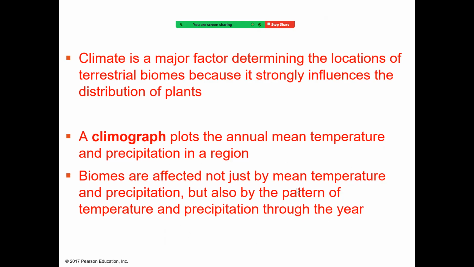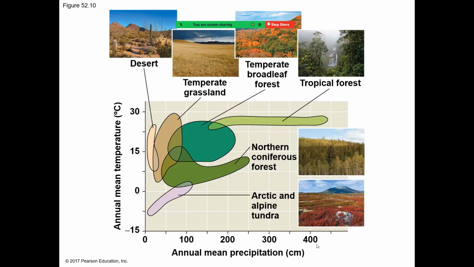So the way that we can examine this as scientists is by looking at climographs. Climographs are ways that we can plot or chart the annual mean, so mean meaning average, temperature and precipitation in a region. So this is showing you an example of a climograph here. Annual mean temperature, annual mean precipitation.